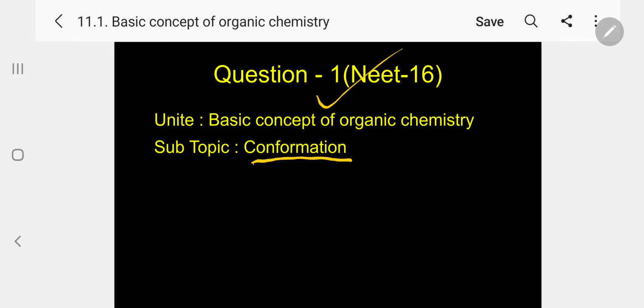What is conformation? Kindly follow. Compounds having the same molecular formula but different spatial arrangement due to carbon-carbon single bond rotation are called conformations. A specific example we can give is ethane, n-butane, and also cyclohexane. That is called conformation.